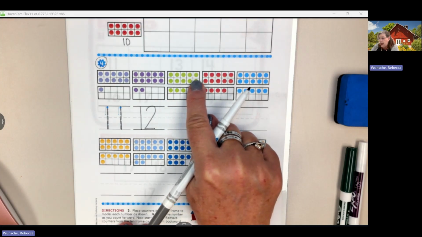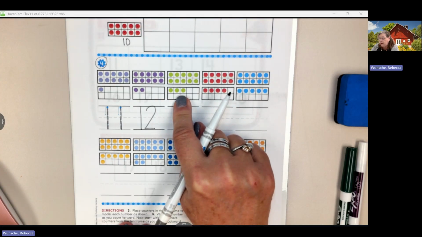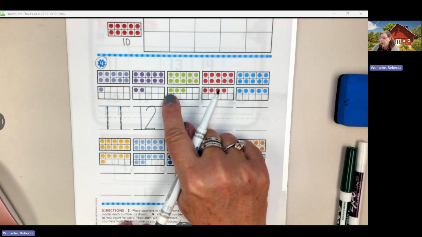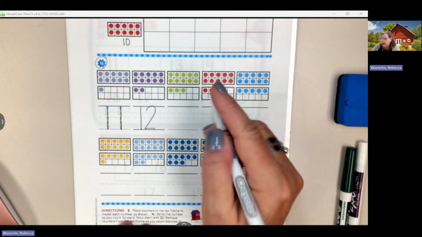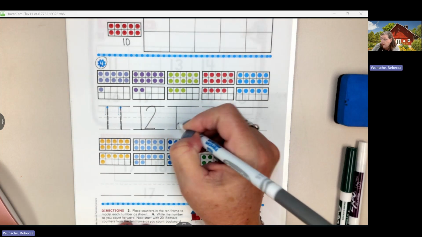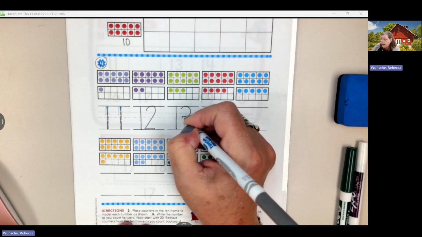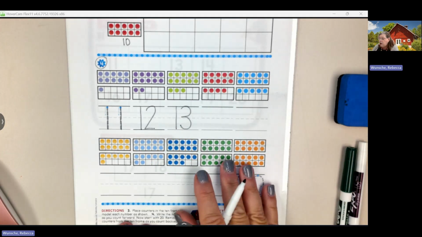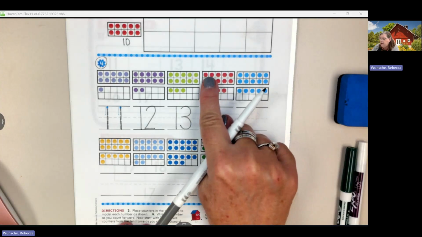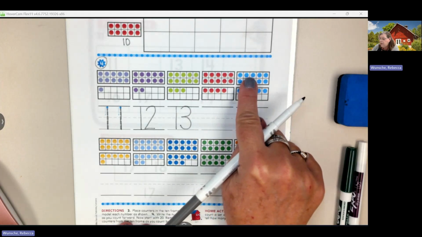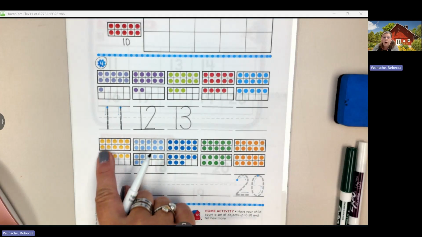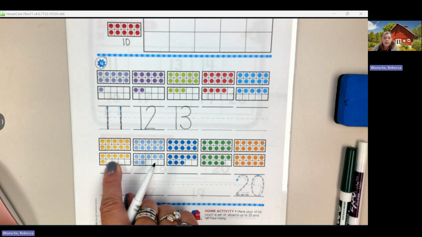Next, I have another 10 frame. It's all full, and I see I have counters in my next 10 frame. This 10 frame that's full, I'm going to name it as 10, 11, 12, 13, and so on through all of these numbers. Now, it's important to keep practicing with this because you want to recognize every time you see this 10 frame full that you can say the number 10. You don't have to count all of these dots every single time.